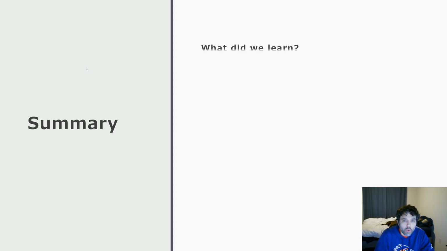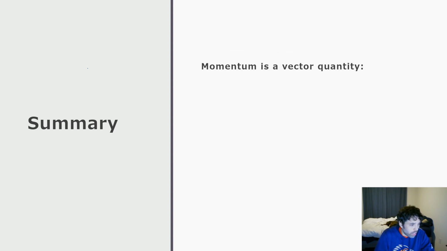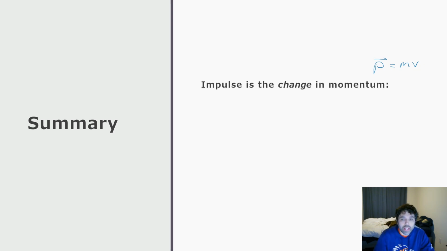Summary, what did we learn? Well, hopefully we learned that momentum is a vector quantity, and its equation is p equals mv, and I should put a little arrow there to show it is a vector. It has direction, and direction is super important in this unit, as when things collide, they're going to go different directions. We learned that impulse is a change in momentum. We had a formula for that as well.